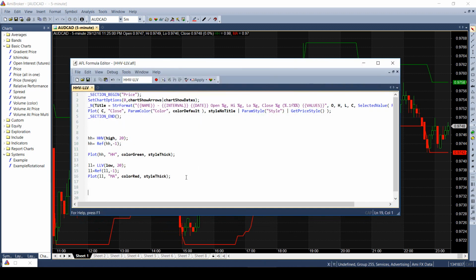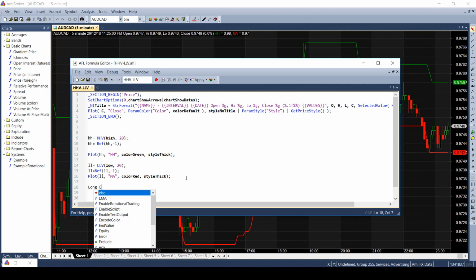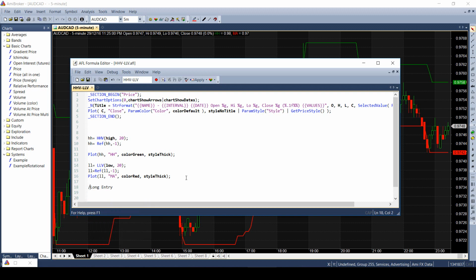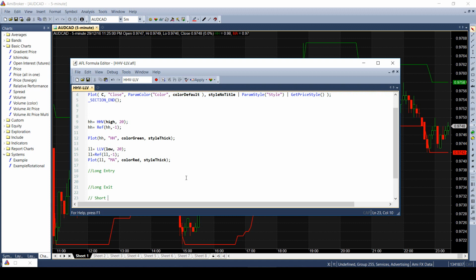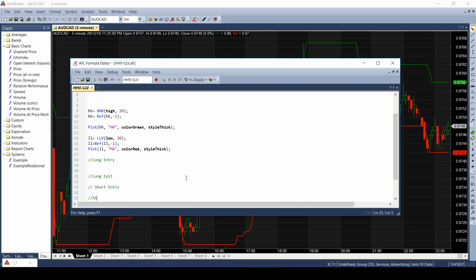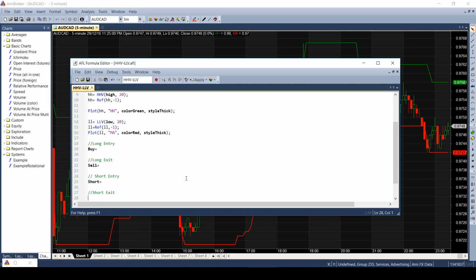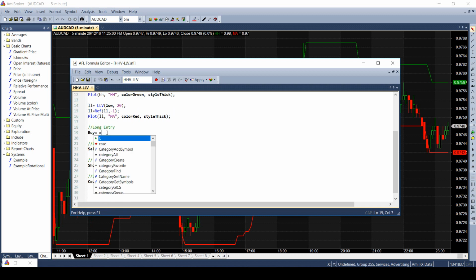We move to coding our first strategy with the four rules: buy, sell, short, and cover. Every strategy should have a long entry, a long exit, a short entry, and a short exit. In Amibroker, long entry is defined by buy, long exit is defined by sell, short entry is defined by short, and short exit is defined by cover.